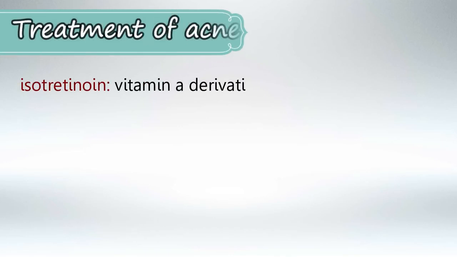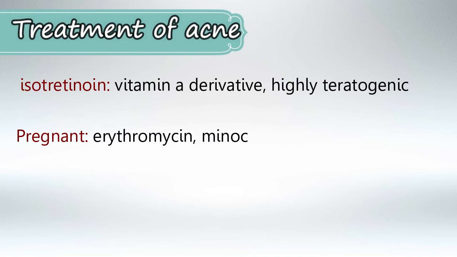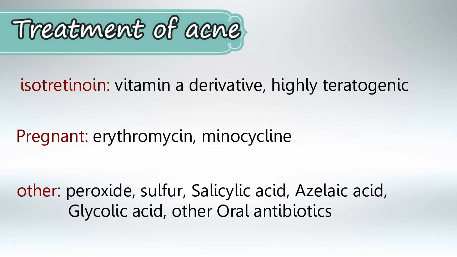And finally, to treat acne we use isotretinoin, which is a vitamin A derivative, and it's very important to know that it's highly teratogenic. And for pregnant women with acne we use either erythromycin or minocycline. And for other treatment of acne, we use peroxides, we use sulfur derivatives, we use salicylic acid, azelaic acid, and glycolic acid, and sometimes we use oral antibiotics.